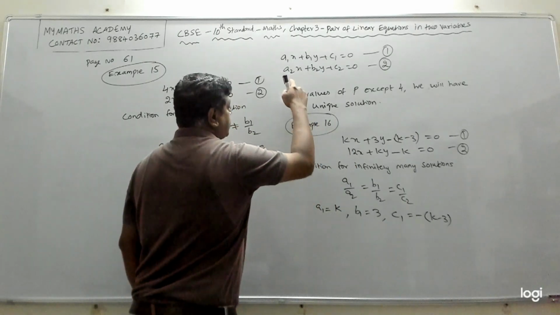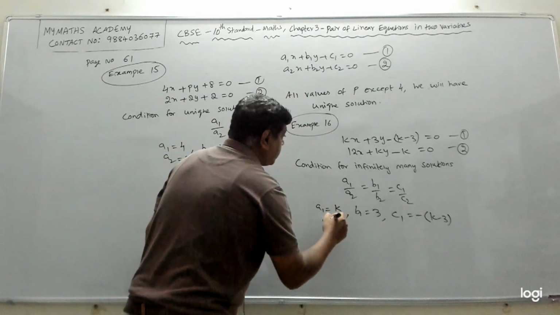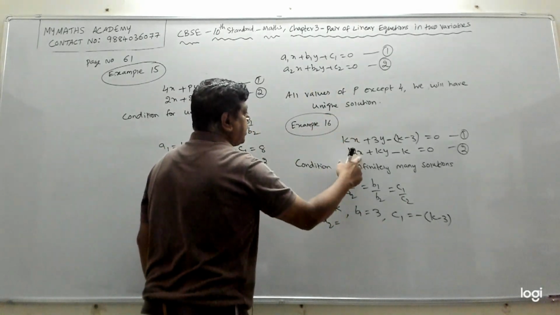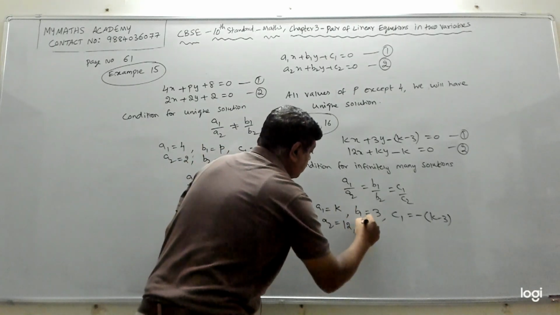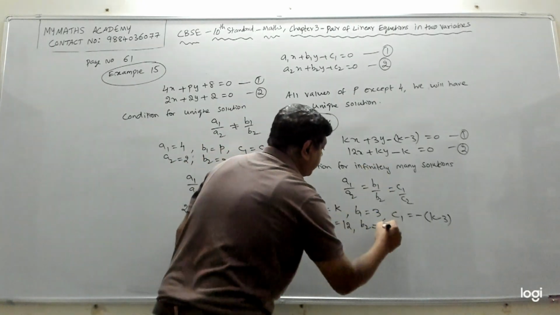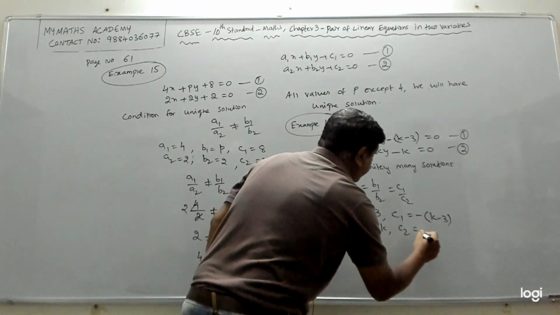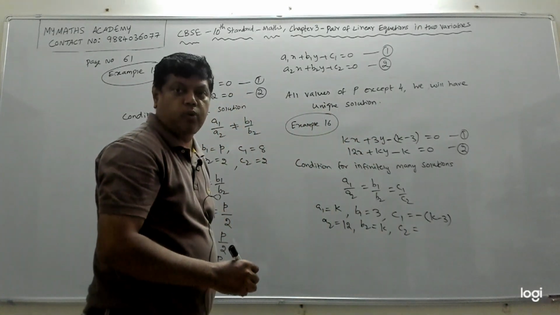Now here, what is a2? The coefficient of x in the second equation. What is that? 12. What is b2? k. What is c2? k? No, it is minus k.